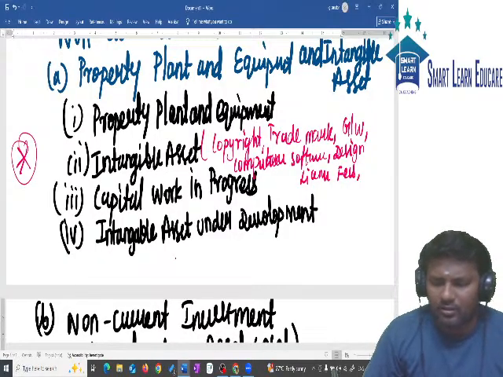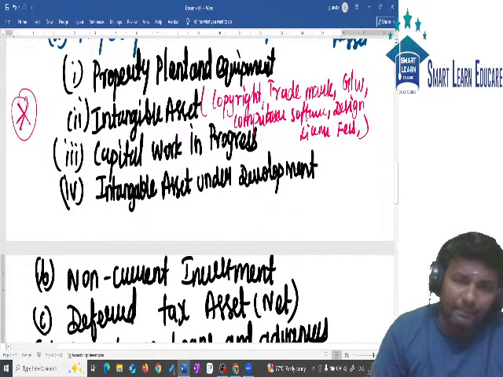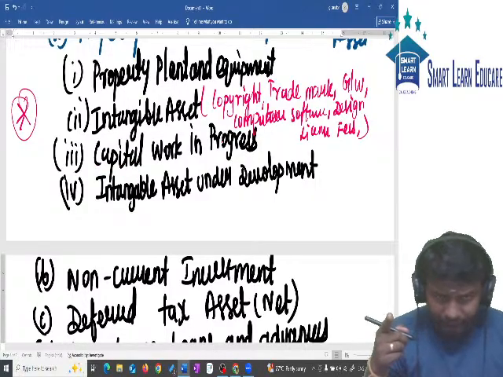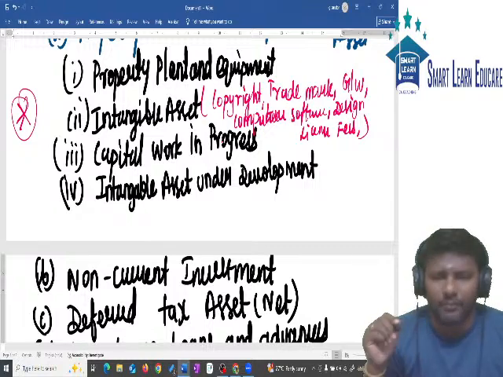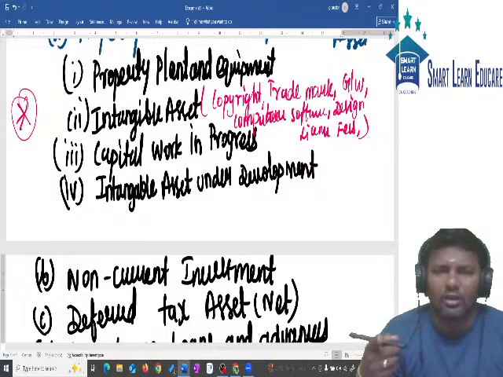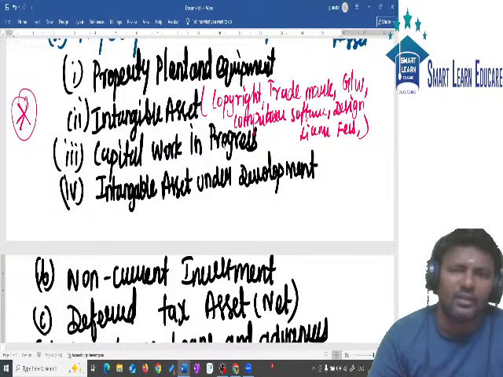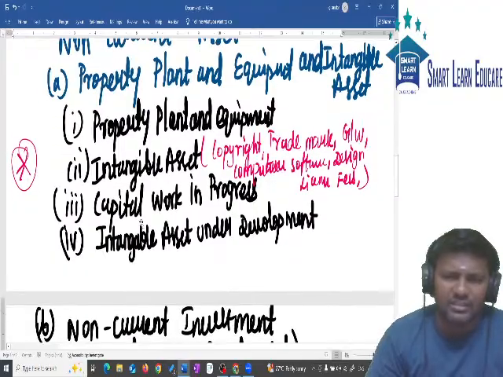Okay, so computer is a tangible asset. Computer software will come under intangible asset. Capital work in progress. We'll be having some more things. Work in progress, we will study another one. What we are studying now is capital work in progress. Construction is going on, that is called capital work in progress. Intangible asset under development. In PPE, the very important thing is intangible asset.